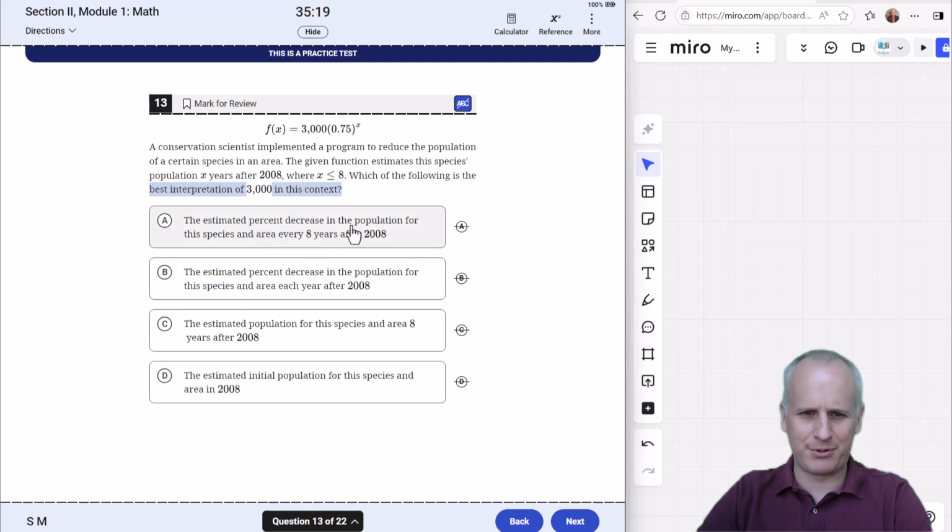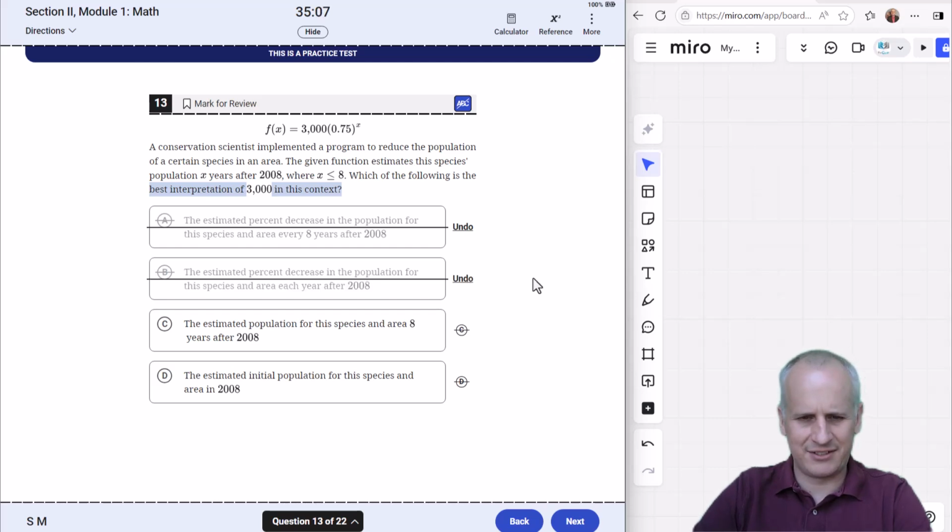It is certainly not the percent decrease in the population. That is going to be 25% from 0.75. The estimated percent decrease in the population for this species in area each year after 2008? Well, no, again, that's just not the percent decrease. That was 25%. And then the estimated population for this species and area 8 years after 2008? No, it's not 8 years after. It's the estimated initial population for this species and area in 2008.